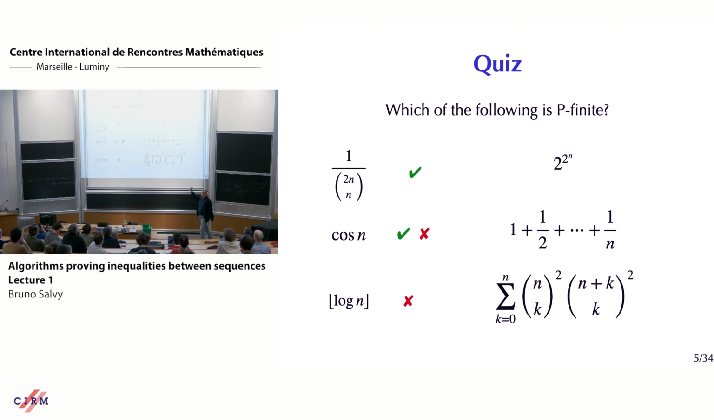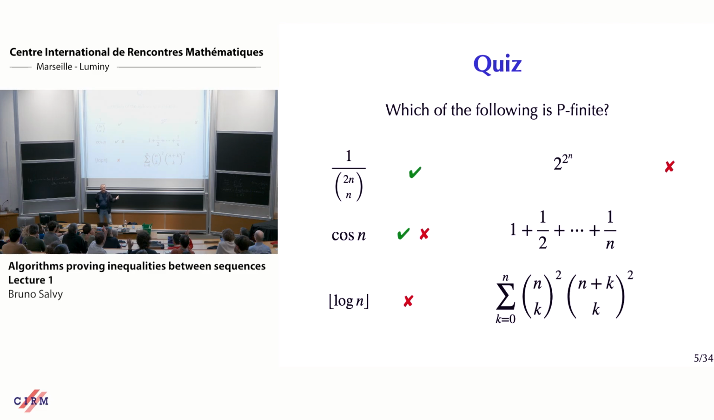2 to the 2 to the n. Very simple sequence. Who votes for p-finite? P-finite is not very popular nowadays. And you're right, it's not p-finite, it grows too fast. If you think it could be in a recurrence, then you have n becomes n plus d, that's much larger than what the other ones can even together reach. So it's not.